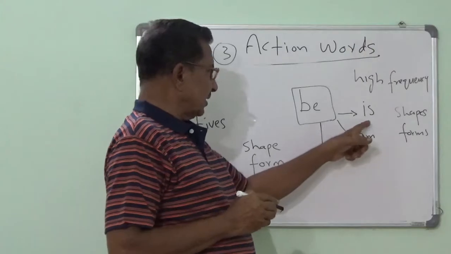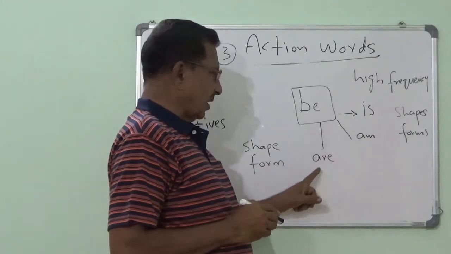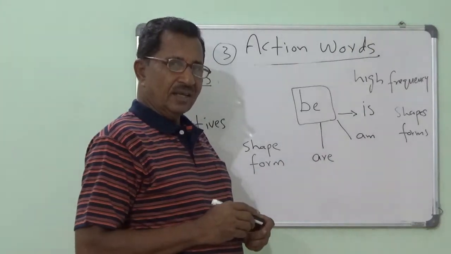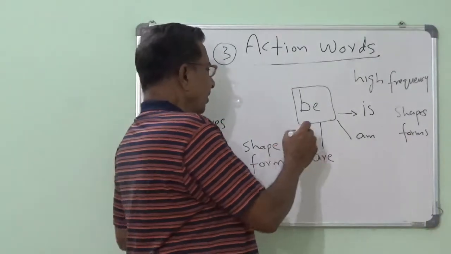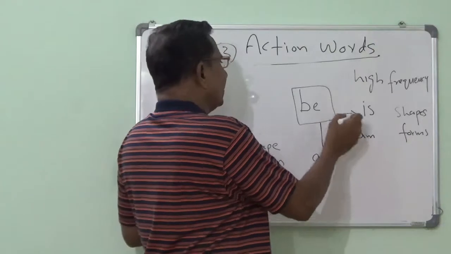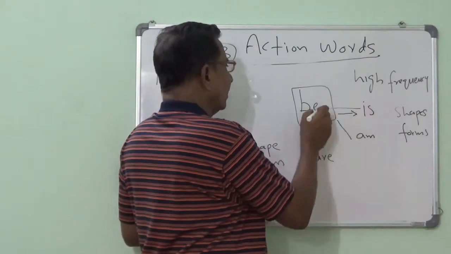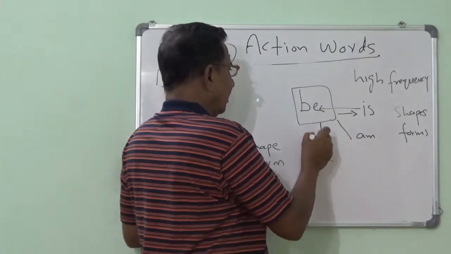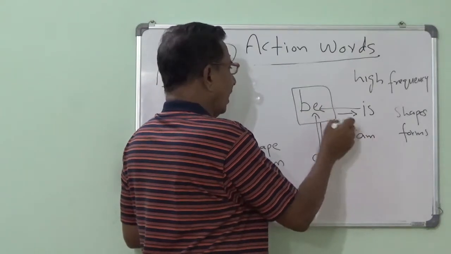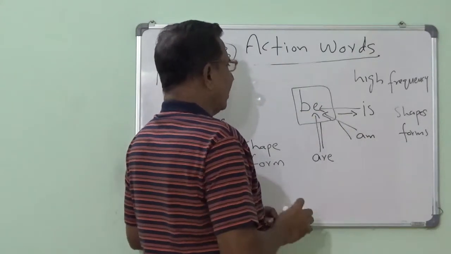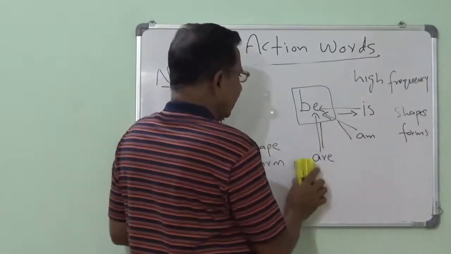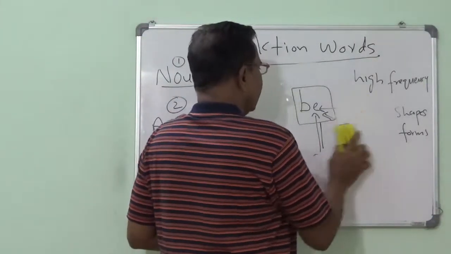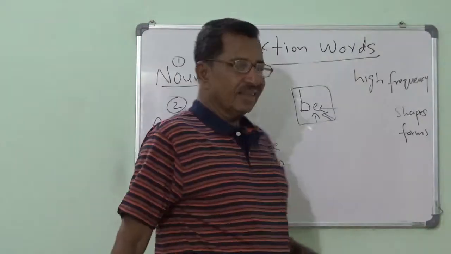One form is is, then arm. See that? Now what happens is that if all the three go back here, arm also goes back, then what will happen? Then it will simply become B. That's all.